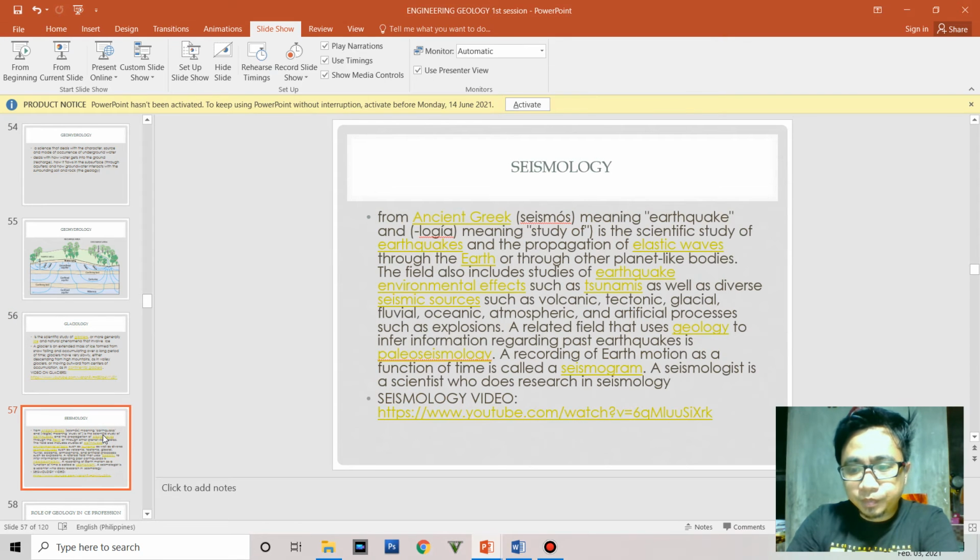Okay, so another allied branch is seismology. Of course, from the ancient Greek seismos, meaning earthquake, it is the study of earthquakes, the propagation of elastic waves through the earth, or some environmental effects like tsunamis, as well as diverse seismic sources such as volcanic, tectonic, glacial, fluvial, oceanic, atmospheric, and artificial processes such as explosions. A related field that uses geology to infer information regarding past earthquakes is paleoseismology.